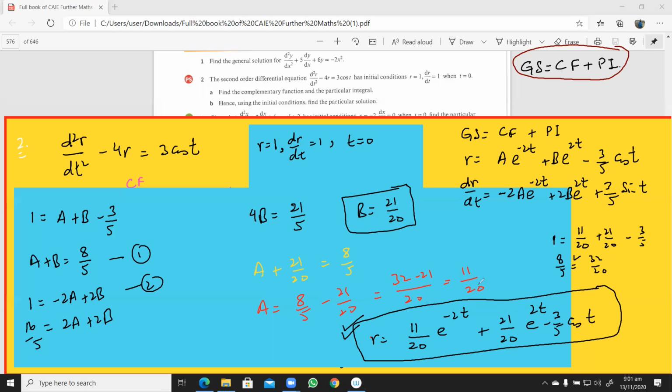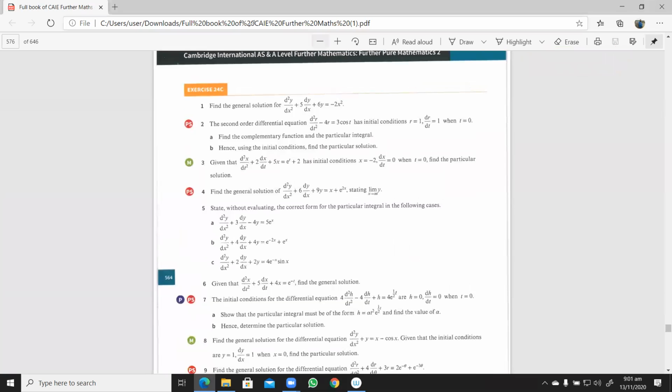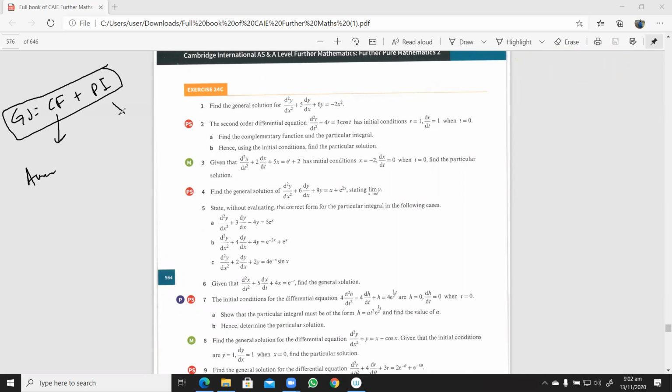So at this point our session ends, and you can try the remaining questions, and then we can discuss them. Just remember the rule here: your general solution is going to be the complementary function plus the particular integral. You keep having the same auxiliary equation, and you have to be careful while substituting or assuming the particular integral.